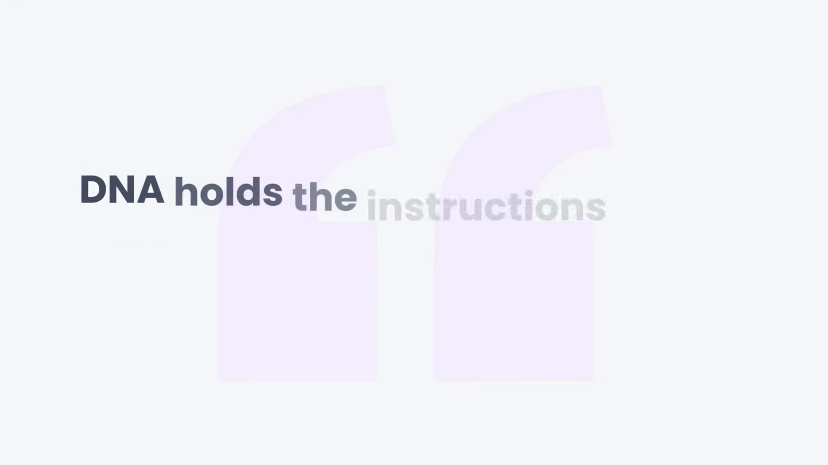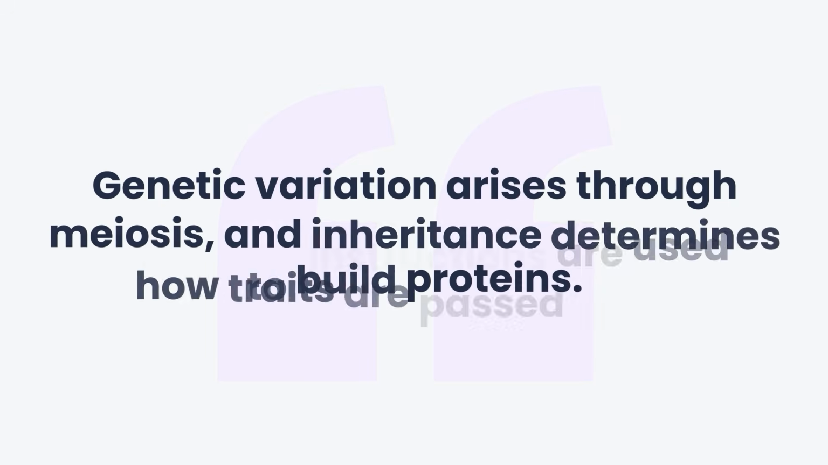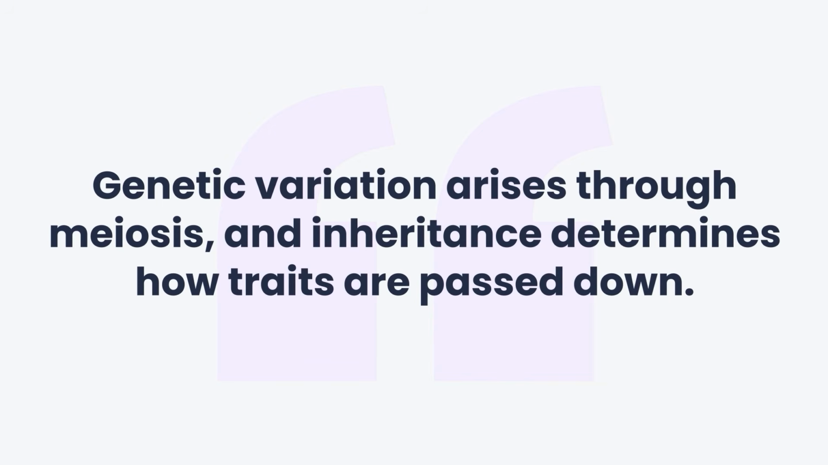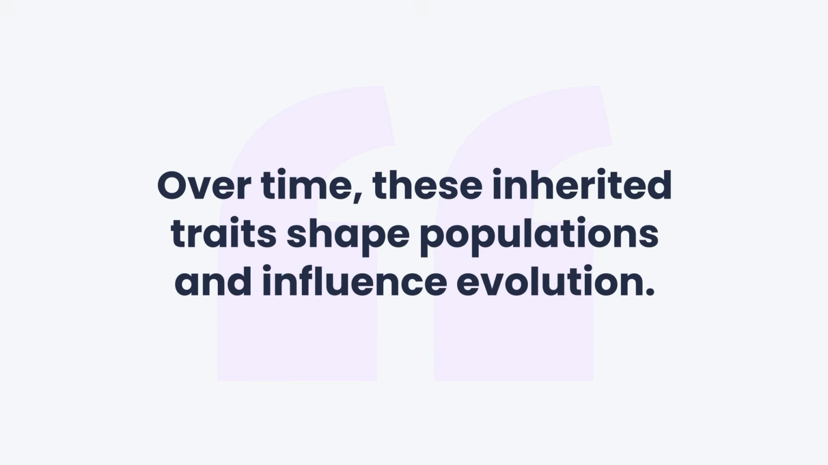Now that we've broken down the key concepts in Module 5, you should be able to see how these ideas are all deeply interconnected. Rather than memorizing individual facts in isolation, the best way to approach Module 5 is by recognizing the bigger picture. DNA holds the instructions for life, and then those instructions are used to build proteins. Genetic variation arises through meiosis, and inheritance determines how traits are passed down. Over time, these inherited traits shape populations and influence evolution. If you can confidently connect different ideas across Module 5, you'll be in a much stronger position to tackle application-based exam questions, which is exactly what Band 6 students do well.